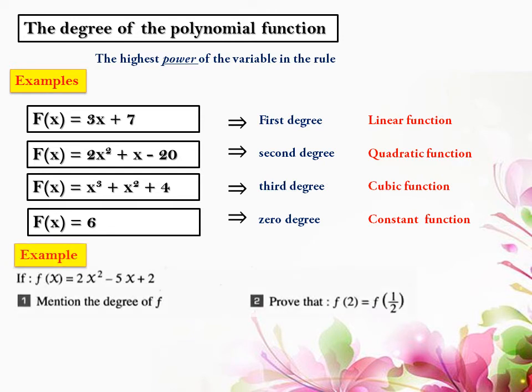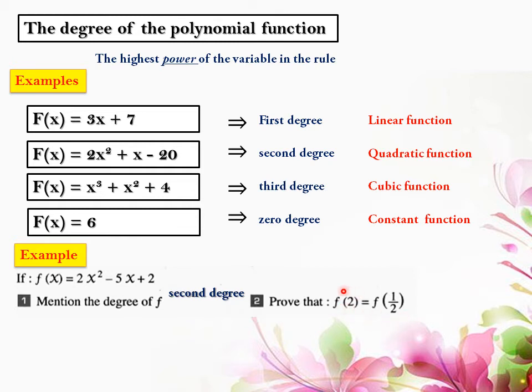Another example. f of x equals 2x power 2 minus 5x plus 2. Mention the degree of f. The greatest power here is 2. So this function of second degree, it is called what? Quadratic function.